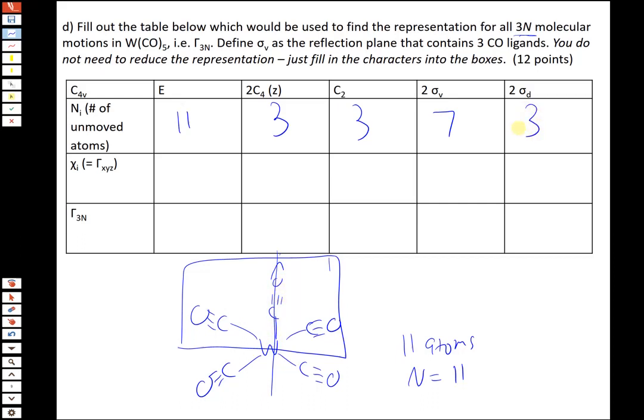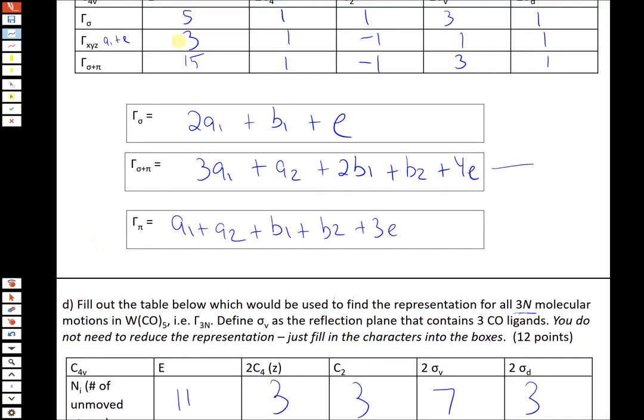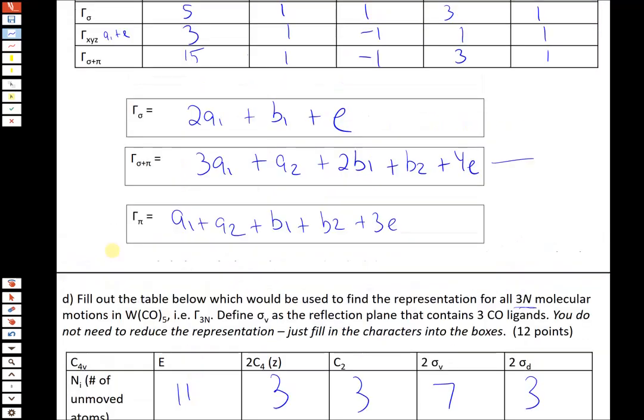For this, we're going to use the same XYZ representation that we used in the previous one. So if we did that correctly up there, we don't have to do any more work. We just copy this directly down. So remember, when we find normal modes, it's the number of unmoved atoms, it's XYZ, which is the representations for those coordinates, and then we multiply the two.